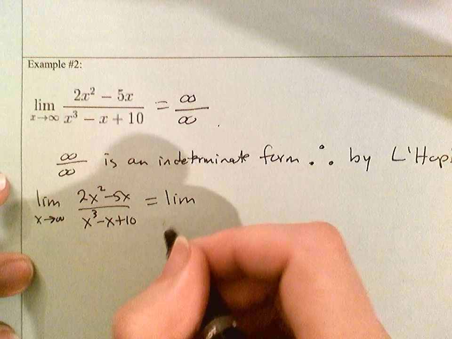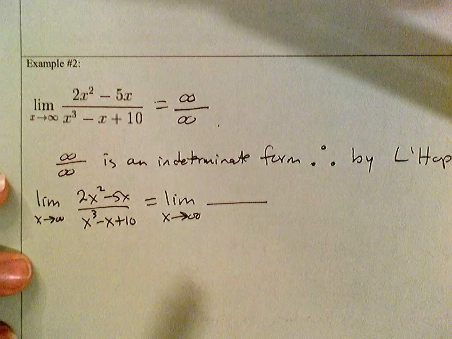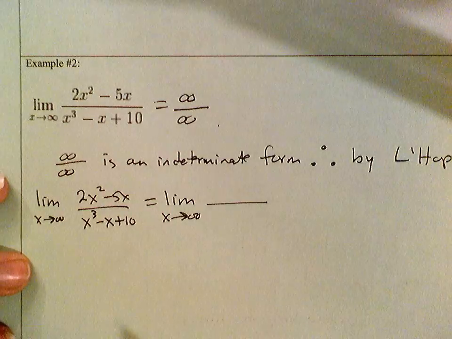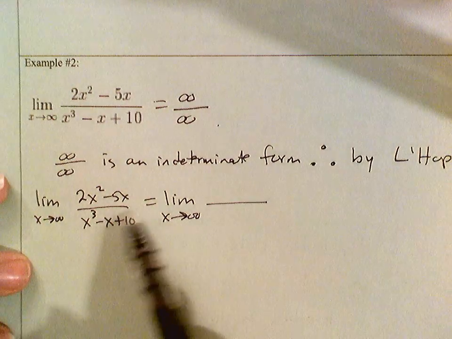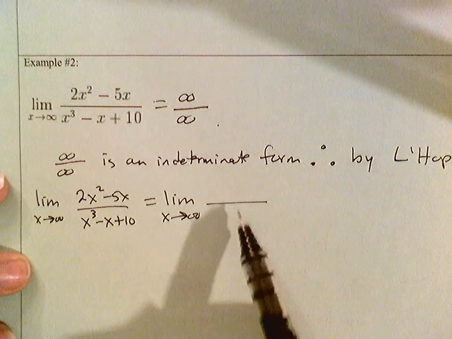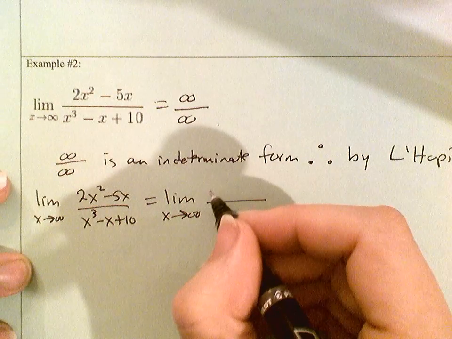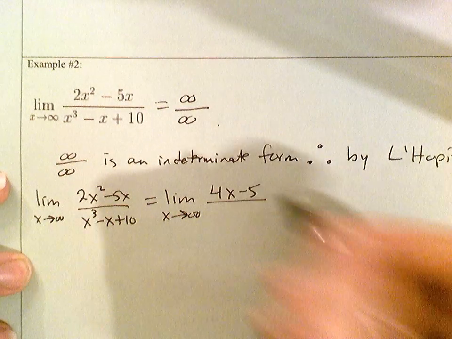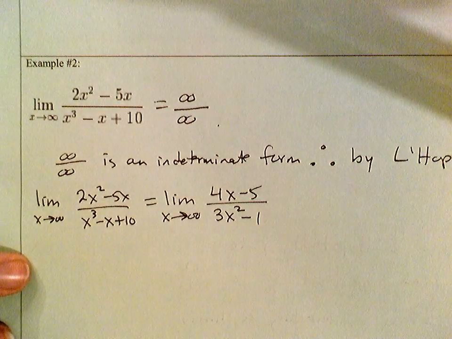the limit as x approaches infinity, and then you just take the derivative of the numerator over the derivative of the denominator. Now, mind you, that is not the derivative of this function. You'd need the quotient rule to find the derivative of the function. But you just take the derivative of the numerator over the derivative of the denominator. So this is 4x minus 5 over 3x squared minus 1.